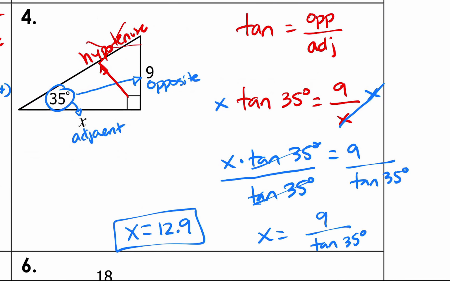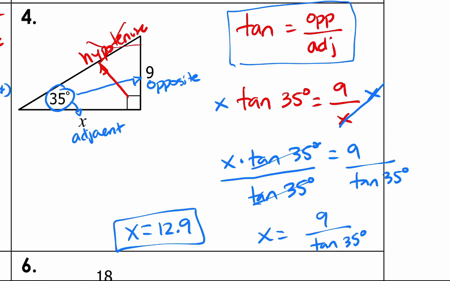Okay, so let me recap what we did. We had the opposite and adjacent sides. We did not have the hypotenuse. So we used the tangent ratio because tangent is opposite over adjacent. Then we plugged in what we knew: tangent of 35 degrees, because that's the angle they gave us and that's the angle we're talking about, equals the opposite side, which is 9, over the adjacent side, which is x.